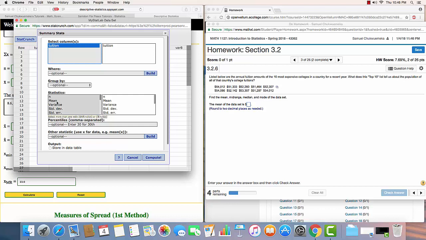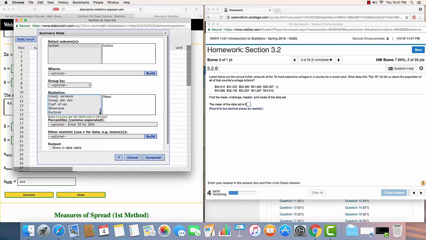I click on mean. Now, it says here, select more than one with shift plus click or command plus click. I am using a Mac at the moment, so I'm going to use command plus click. So first of all, I click on mean, and then I hold the command key. I press on the command key, and then I put my arrow here, and I'm going to scroll down to look for mid-range.